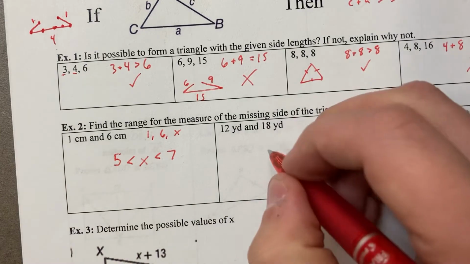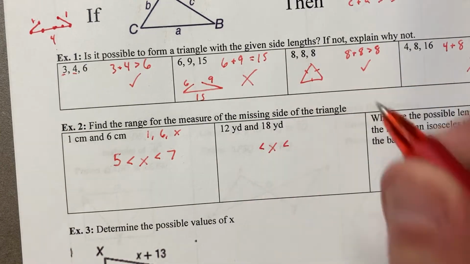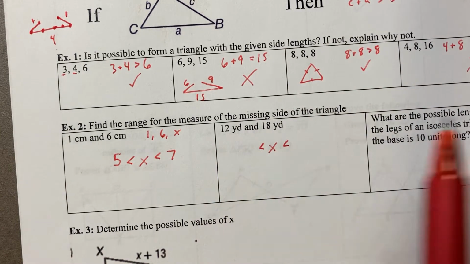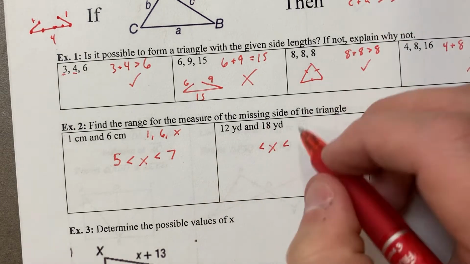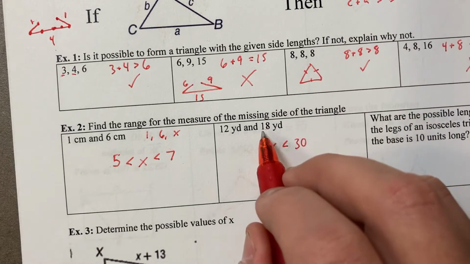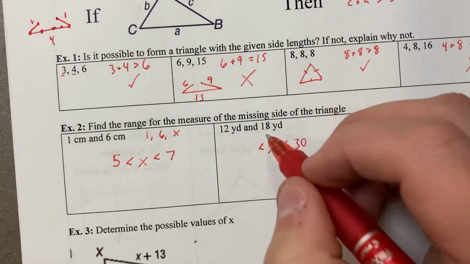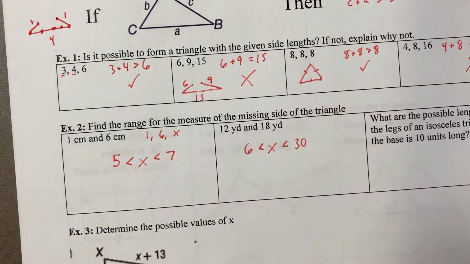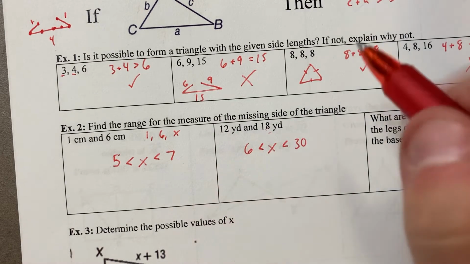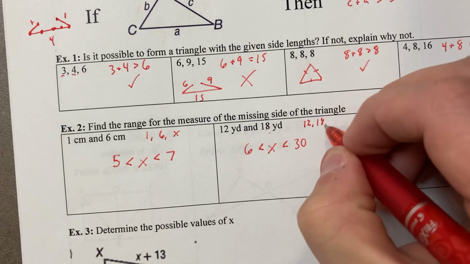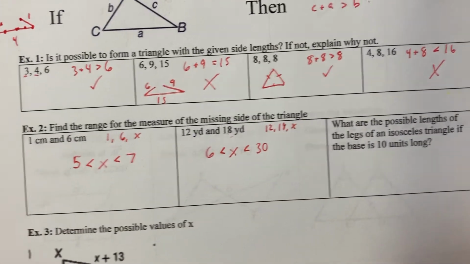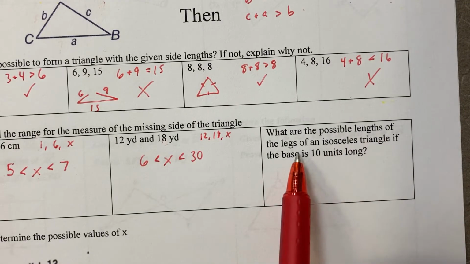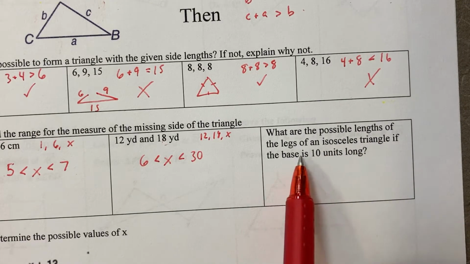All right, same thing with this one. You just take your big one plus the small one. Big one plus small one is 30 for your upper bound. Big one minus the small one is 6. So there's your Goldilocks zone for X. If this is 12 and 18, then the third side X would be between 6 and 30.